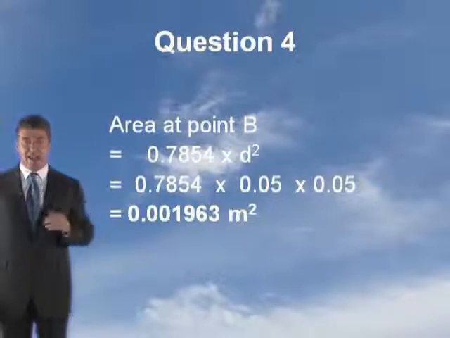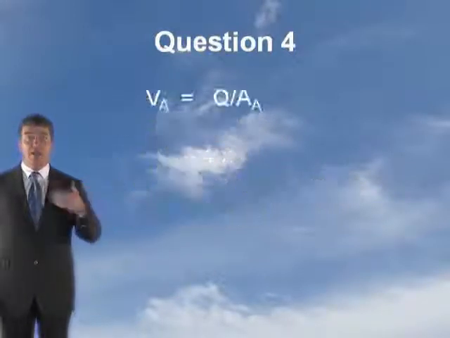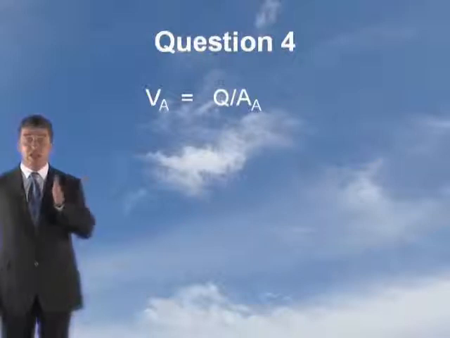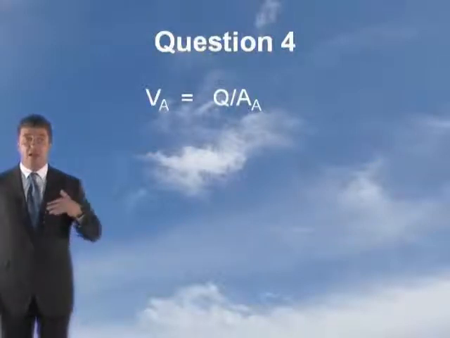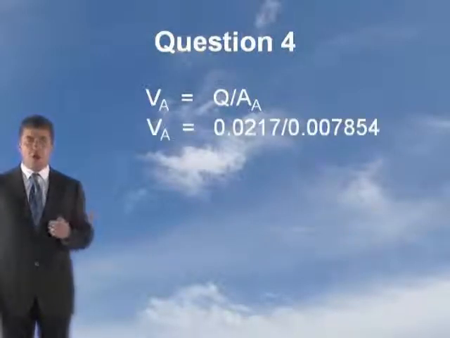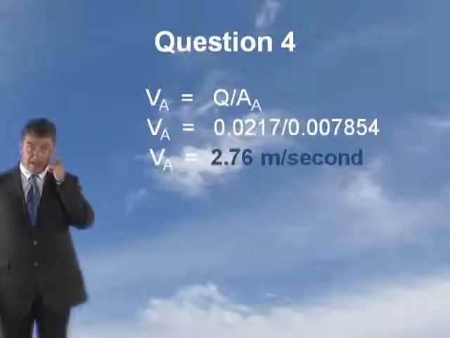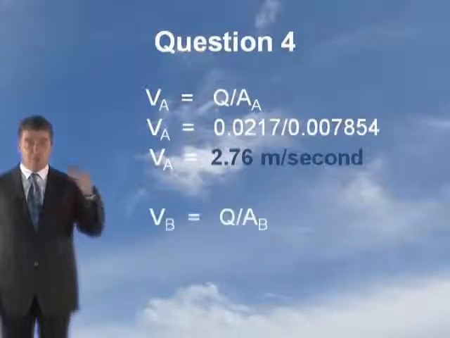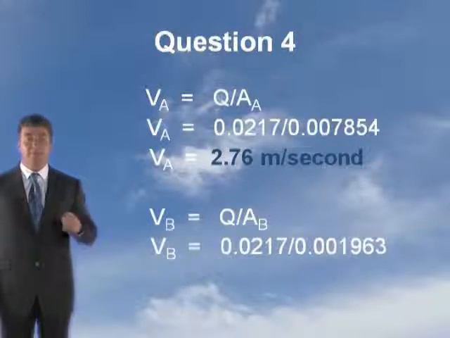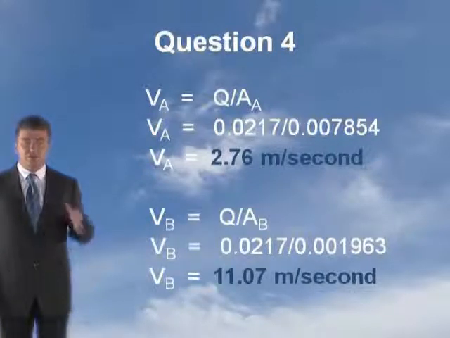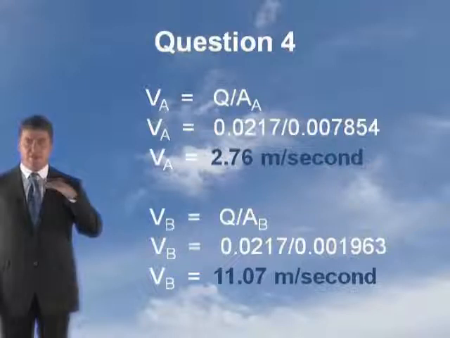And the area at point B, same formula, 0.7854 times d squared is 0.7854 times 0.05 times 0.05 equals 0.001963. That's the area. Then, using continuity, VA equals Q divided by AA. The velocity at A is 0.0217 divided by 0.007854 gives you 2.76 metres a second, and the velocity at B comes out using the same numbers as 11.07. So you've got the velocity at A and you've got the velocity at B. So now you can work out the velocity energy at A and the velocity energy at B.